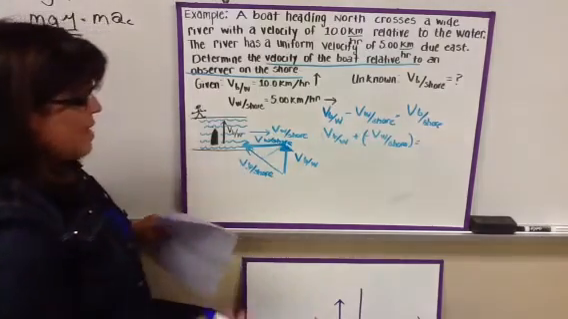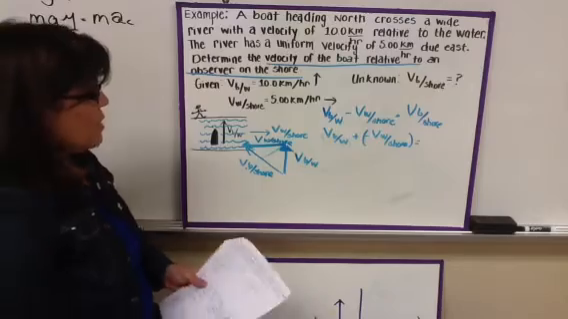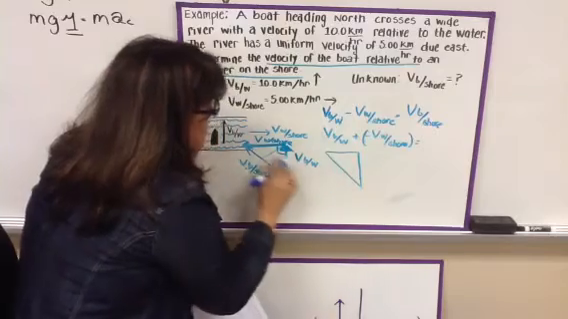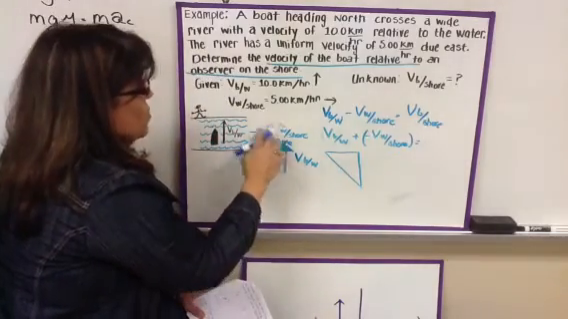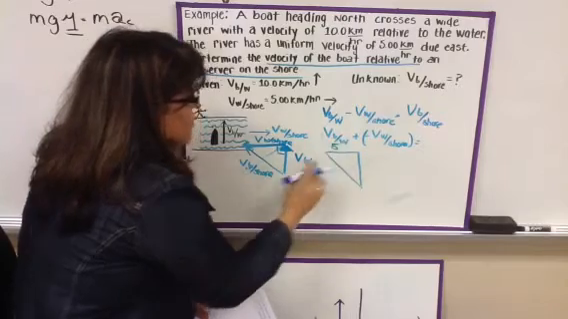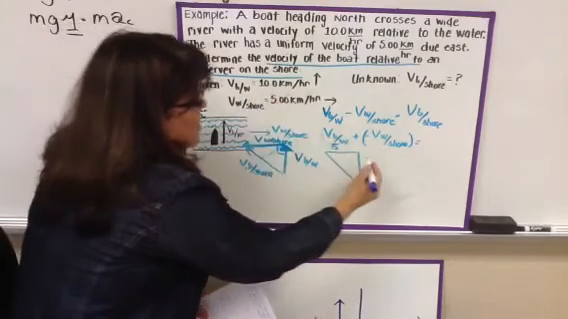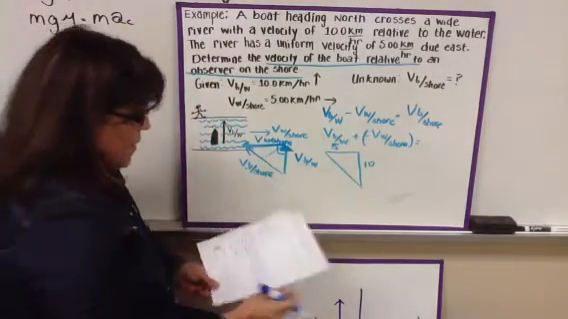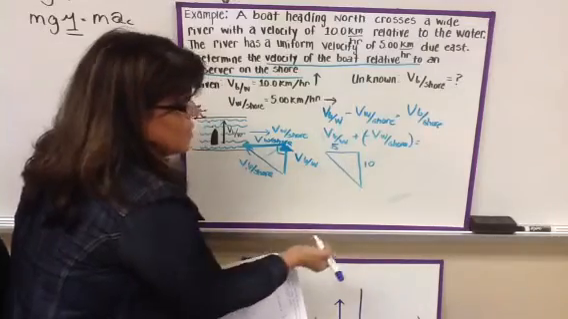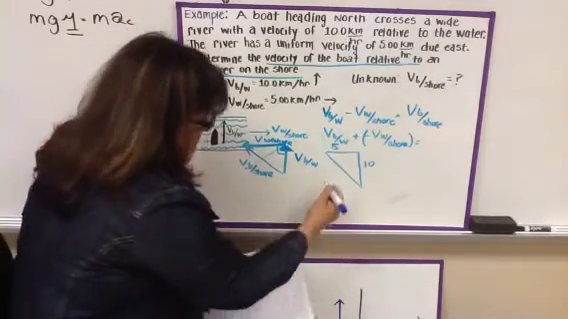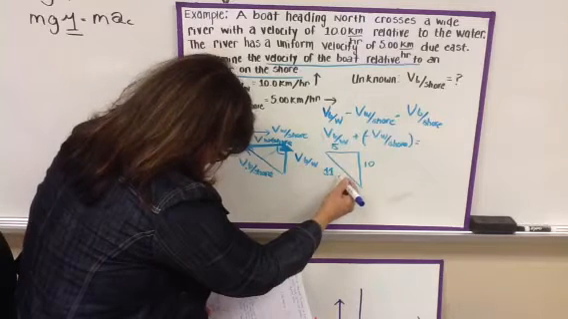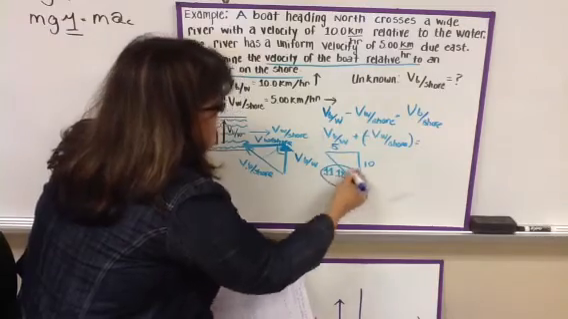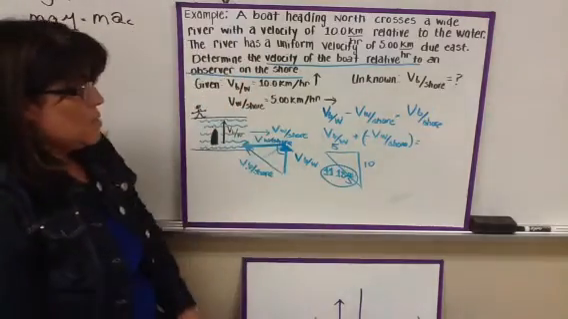So how do we find that out? Well, if you can see here, we have a nice right triangle. If I rewrite this here, this is my triangle: velocity of the water with respect to the shore is 5. Velocity of the boat with respect to the water is 10. So I can find this using my Pythagorean theorem. I have 5 squared plus 10 squared. Take the square root of it, and I end up with 11.18 kilometers per hour. And that is the velocity of the boat relative to the observer on the shore.